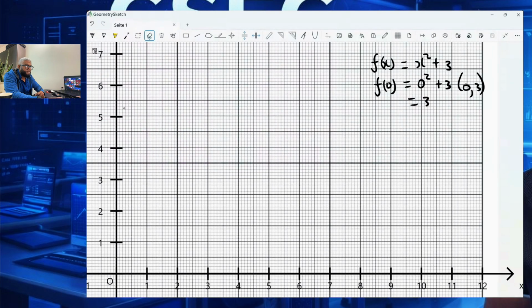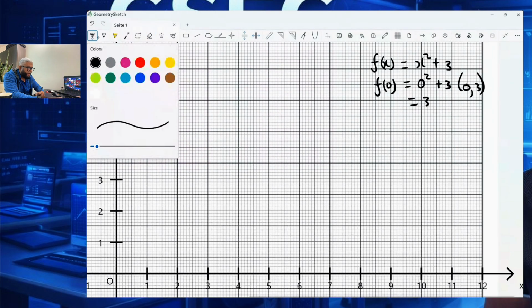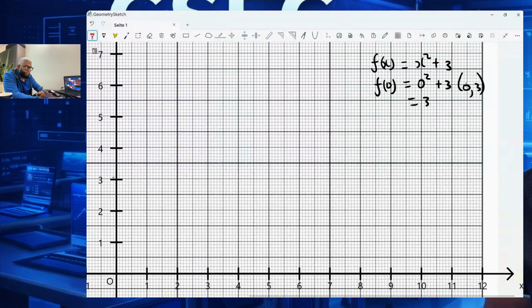All right, let me do this in red. Boom. Everybody good there? That is 0, comma 3. Then we're gonna do f of 1. We just plot about 3 points, right? 1 squared plus 3 would give me what? 1 squared plus 3 is 4. So this coordinate would be 1 on the x, 4 on the y. So 1, comma 4 would be here.